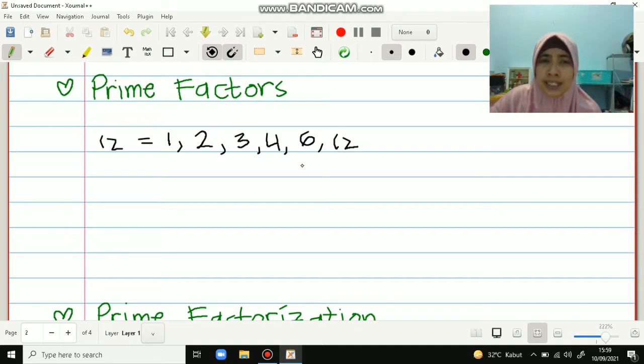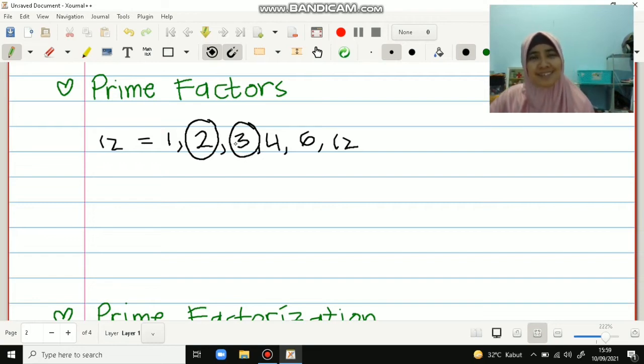So, which ones are the prime factors? Among these factors, you can choose the prime ones. 2 is a prime number, remember, and 3. So the prime factors of 12 are 2 and 3. Get it?